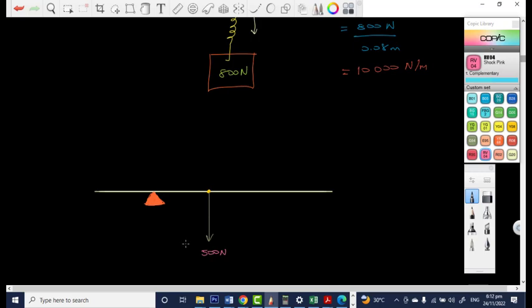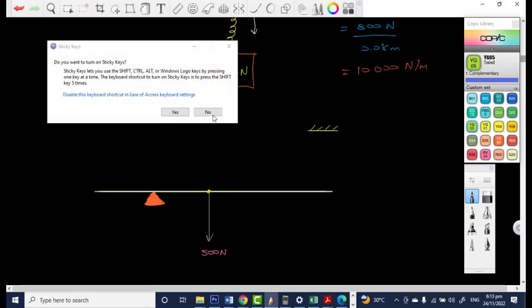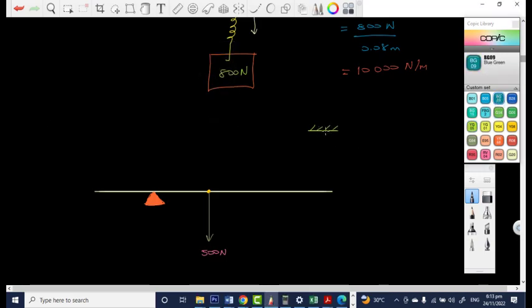And let us say that we have a spring, and that spring is attached to the end right here. Let's say this is some fixed point. And we have this spring right here, attached right there. Let's say the original length of this spring, L naught, is 0.2 meters. Let's just say that.